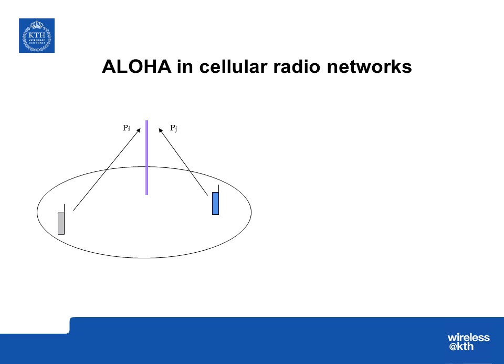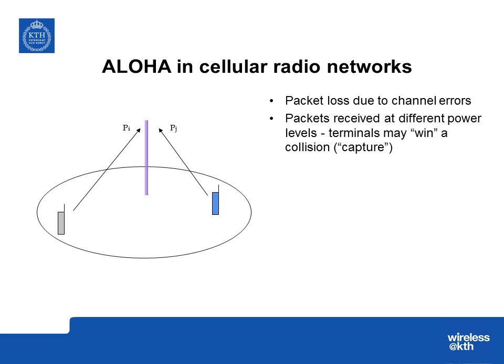And due to the characteristics of the wireless communication channels, we know from the first seminar that packets can get lost due to channel errors, even though there is no collision at all. And what we'll add in this seminar is the phenomenon that packets received at different power levels may win a collision. This is called the capture. So the stronger signal may win over the weaker signal, and the signal to interference ratio may be high enough to allow for the correct reception of one of the packets, even though there was a collision.